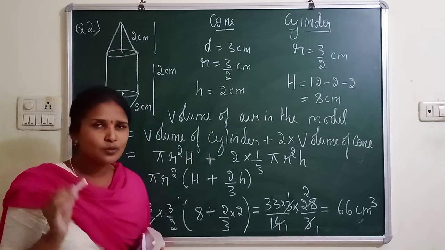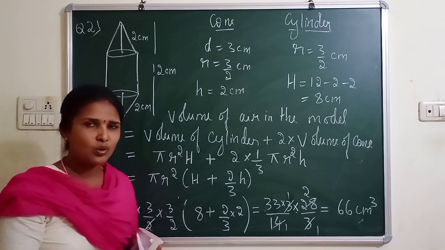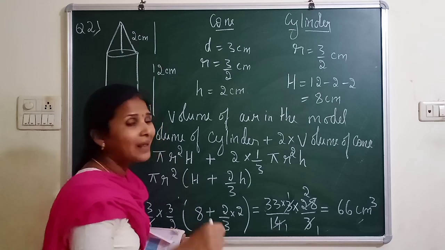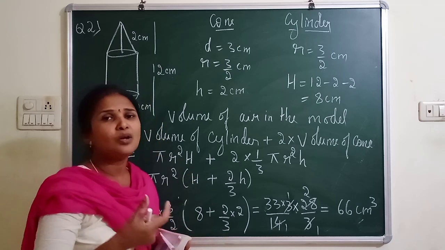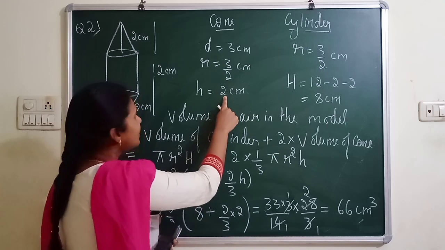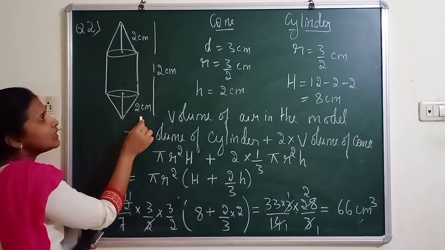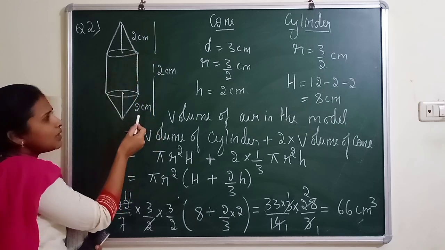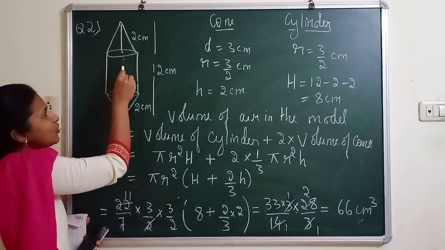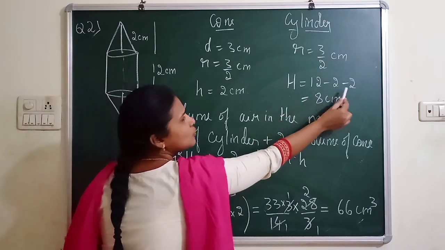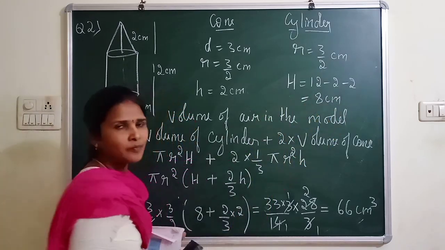Be careful in this question. The height of the cone and the height of the cylinder are not the same. So use another alphabet if they are not the same. So here the height of the cone is 2 centimeter. But how to find the height of the cylinder? Full height of the model minus 2 minus 2. Then I get the height of the cylinder. So the height of the cylinder is 12 minus 2 minus 2, that is 8 centimeter.